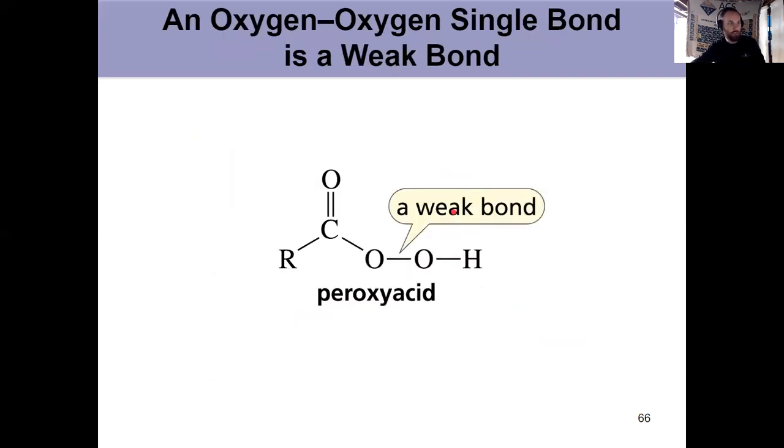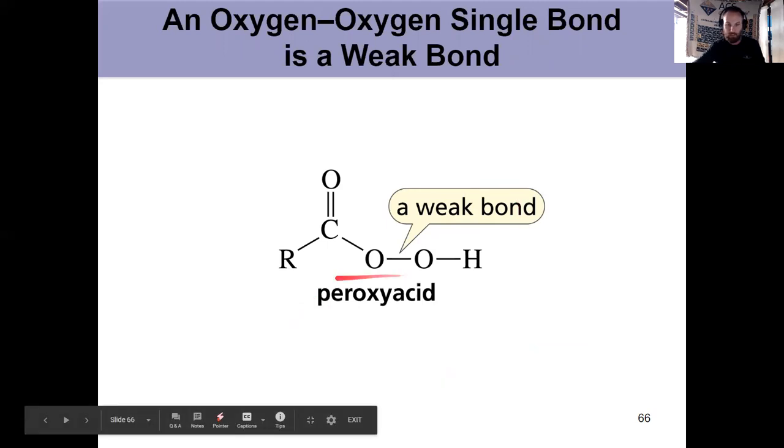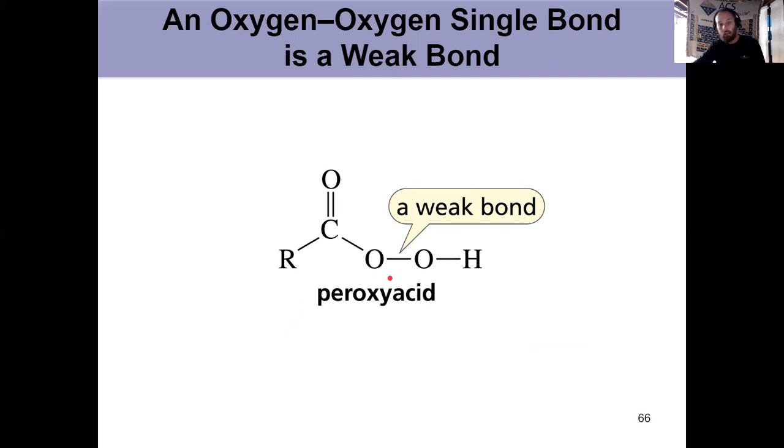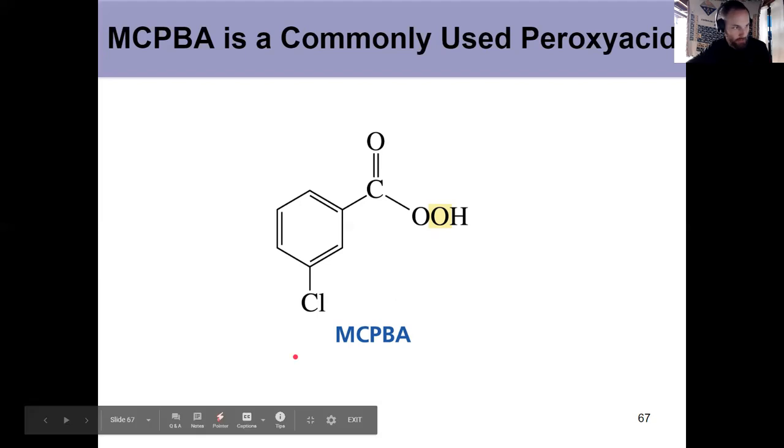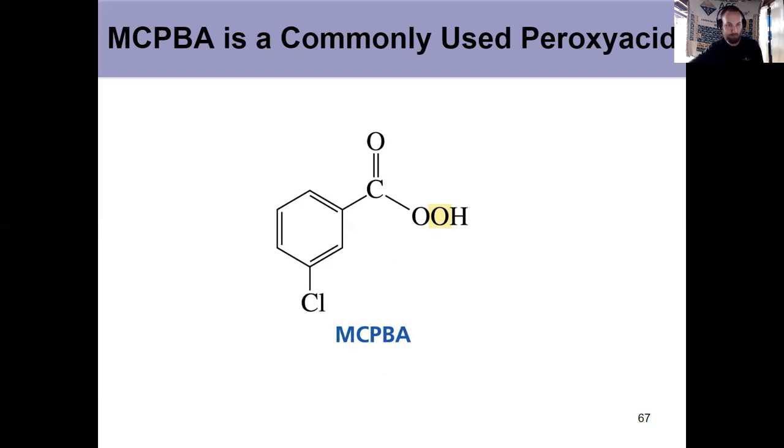So keep that structure in mind for the mechanism. Peroxy acid, extra oxygen in a carboxylic acid. A really common peroxy acid that's used for these epoxidation reactions is metachloroperoxybenzoic acid, or MCPBA. Just like I asked you to know 9-BBN from the previous video, make sure you're familiar with MCPBA and the fact that it's used for the addition of a peroxy acid to an alkene to form an epoxide.